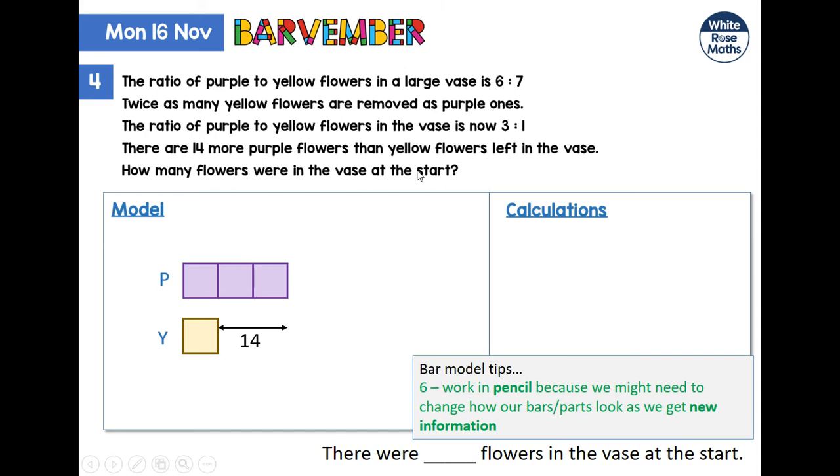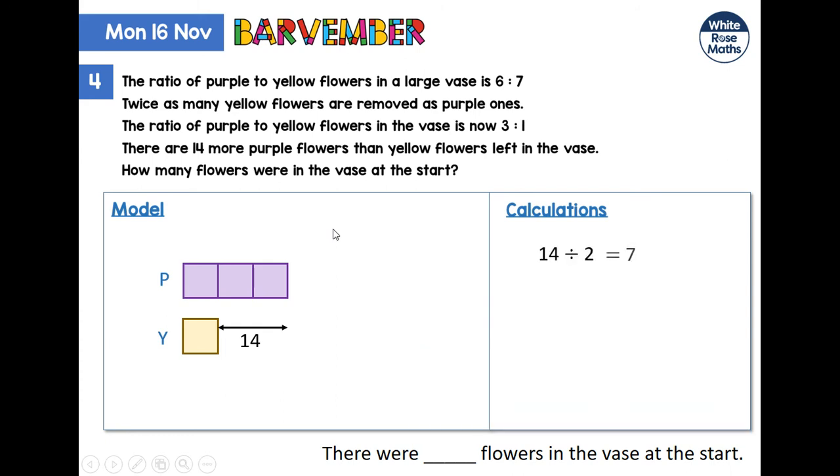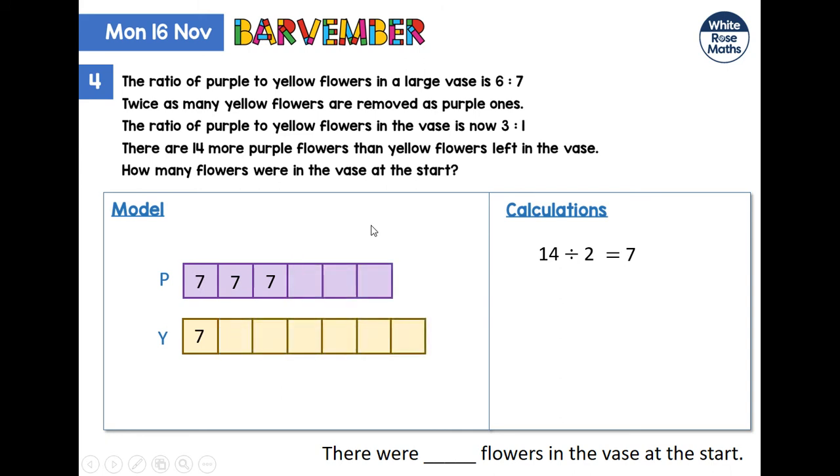And how many flowers were in the vase at the start? Crikey, we're going to have to go back to our picture at the start to answer that. Okay, that's great. So we can immediately see that each of these parts is 7. How many purple parts were there at the beginning? There were 6 purple parts at the beginning. Oh, it's not how many purple flowers, it's how many flowers in total. So it was how many purple and yellow flowers all together, 6 plus 7, 13 parts. And that's our question done.